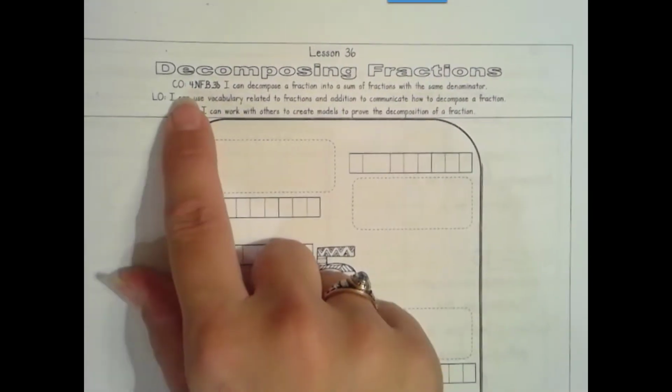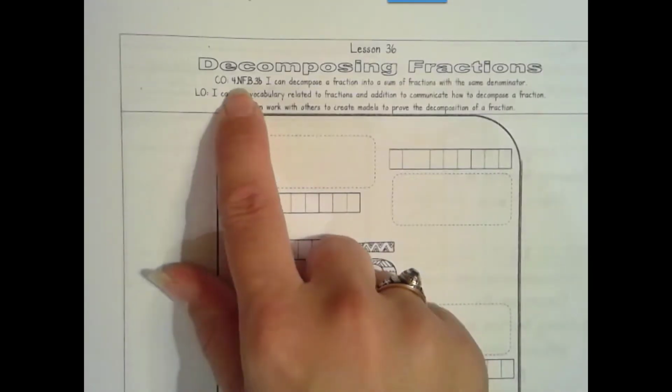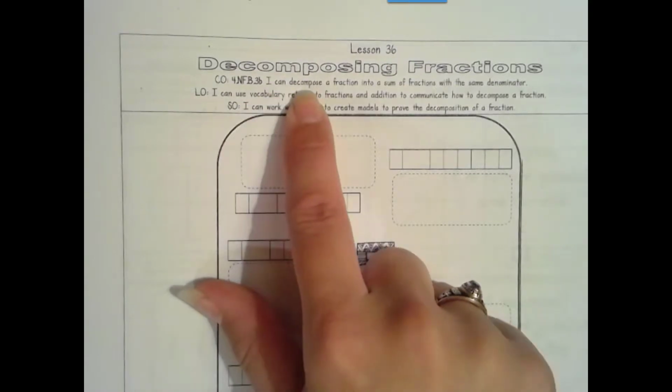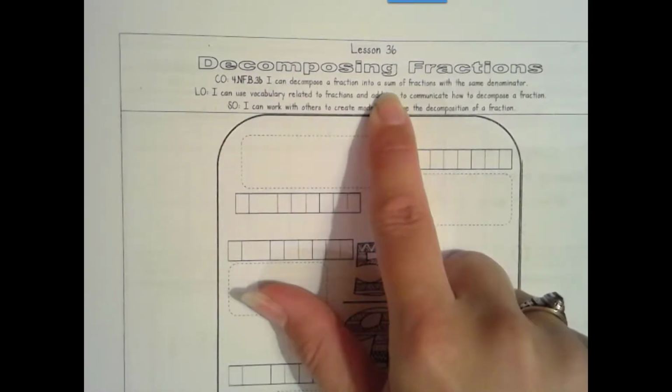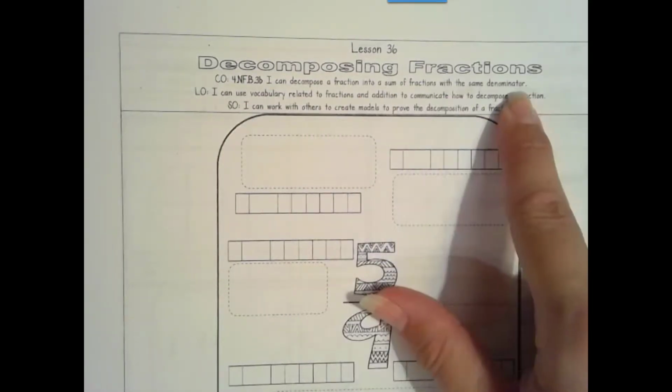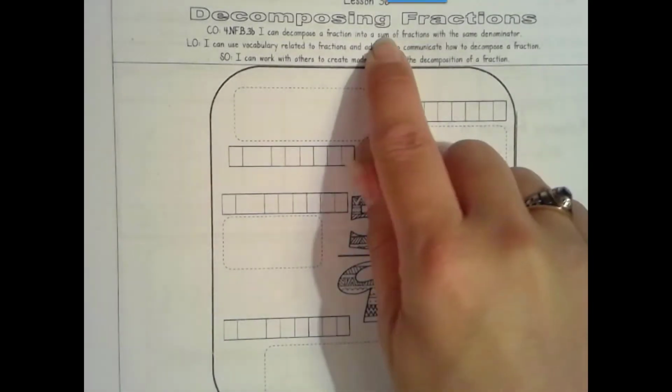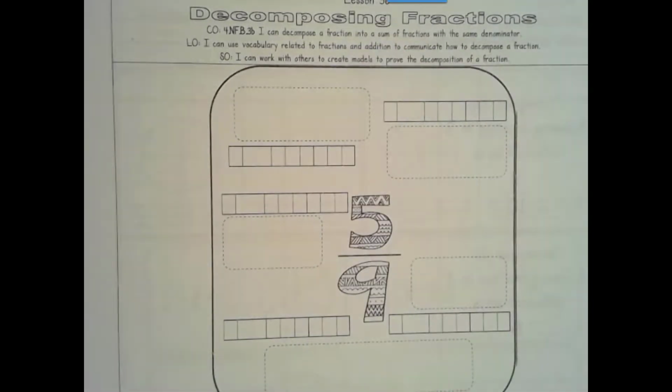All right, so our content objective for 4th grade, NF, numbers and operations fractions, B.3b: I can decompose a fraction into a sum of fractions with the same denominator. So remember, decomposing is breaking it up into its parts. We mainly focus on what adds together to create that. So we're going to break it down into parts that add up or have the sum of that fraction.